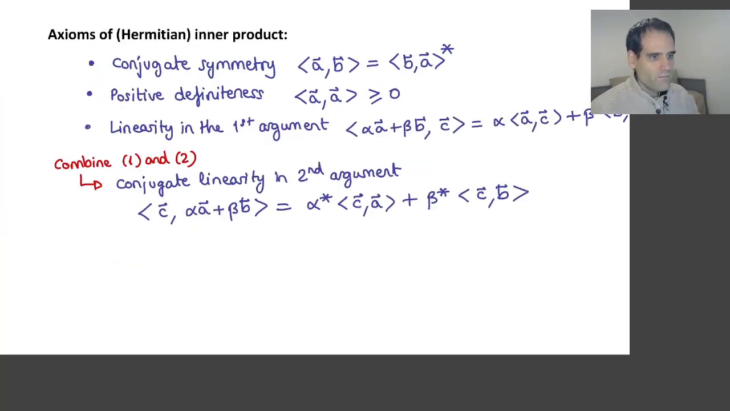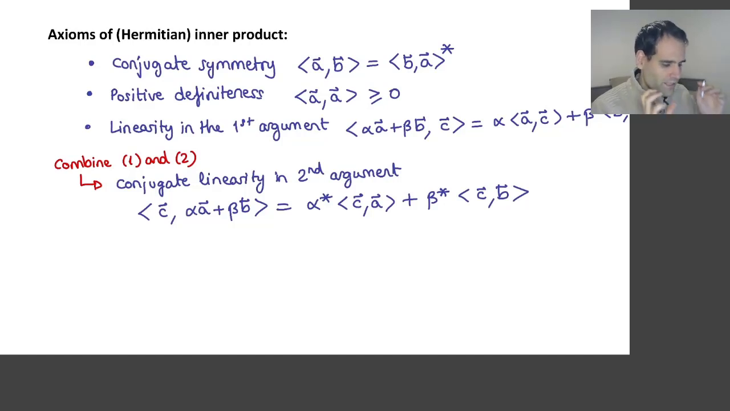Now I have a quick note to make about this. The choice that linearity is in the first argument, and therefore conjugate linearity is in the second argument, is an arbitrary choice. Mathematicians can choose whatever they want. They can say that the first argument is linear, or they could say that the second argument is linear. If you said that the second argument is linear, then applying the conjugate symmetry, that would mean that the first argument would have conjugate linearity. And that's what physicists usually do.